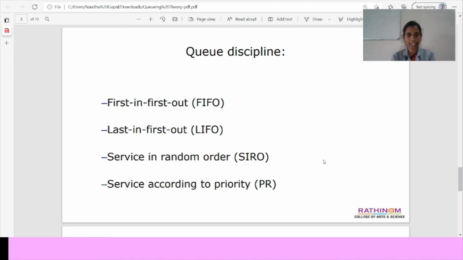And then the last case is service according to priority. What does this mean? Suppose I am a patient waiting in the hospital. After getting the token, I am an outpatient waiting in the queue. Suddenly one accident case comes, and immediately the doctor treats him. He does not consider me because I am the outpatient. Priority is given to the accident patient. This is the meaning of service according to priority.